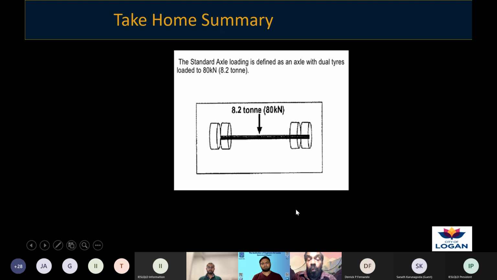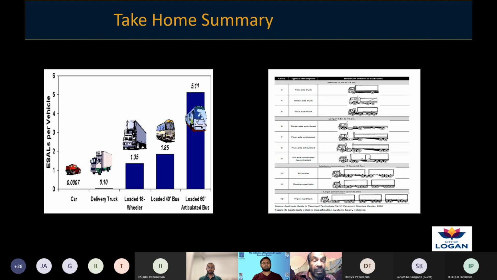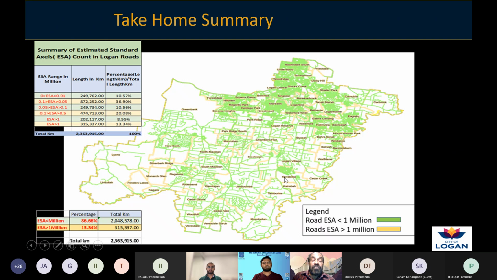Now, normally, 8.2 tons on a single axle is considered as one standard axle of damage to the road. And this slide shows that if there is a car going on the road, the damage to the road is 0.007. As you can see, when the vehicles are bigger, you get heavier damage to the road as ESA. And in Logan, we don't have A trains or B trains like on your right side actually. But now this is the map of Logan.